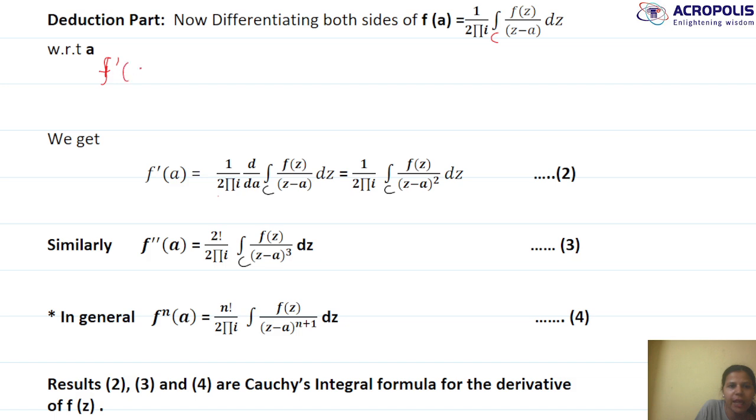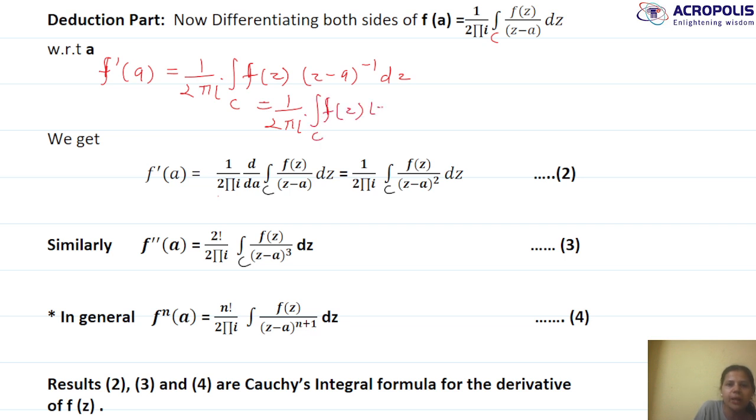The differentiation of f of a will be f dash a, and when we differentiate with respect to a, we have z minus a inverse dz, which gives 1 upon 2 pi iota integration along C of f of z times z minus a to the power minus 2 dz. So we get 1 upon 2 pi iota integration along C of f of z upon z minus a whole square dz. Similarly, if we find the second derivative, we will get it in the same way.